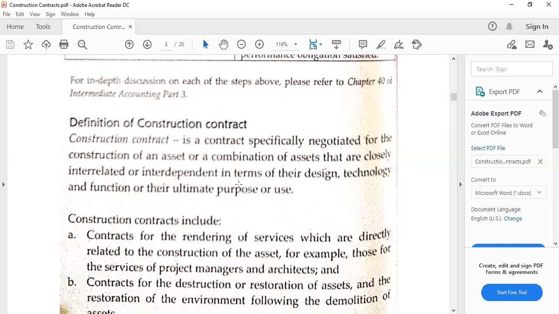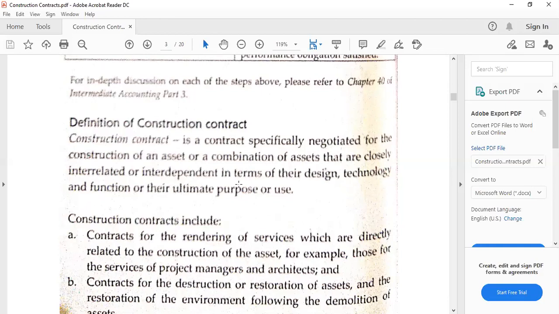So basically, in a contract, there are two parties again, the contractor and the contractee, or the seller and buyer, or the construction company and the customer respectively. So there will be an asset that will be constructed or a combination of them. And if a combination, they are of the same economic characteristics or nature in terms of design, technology, and function.